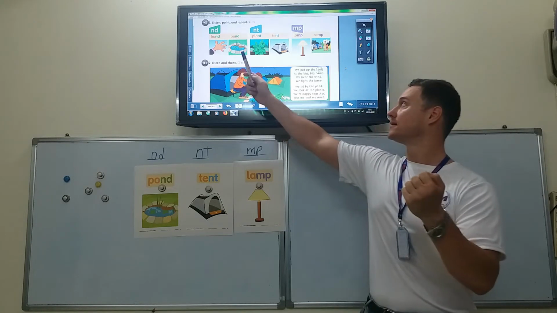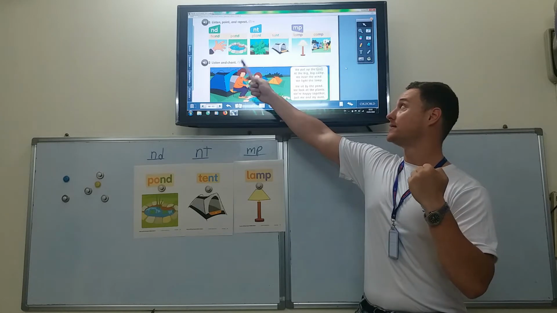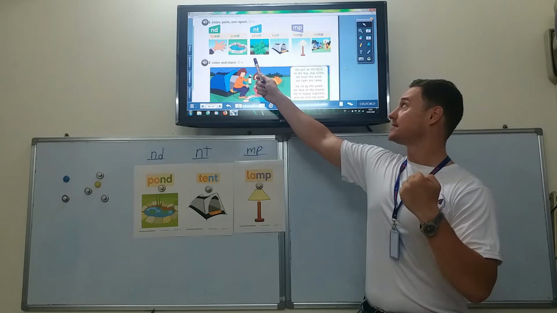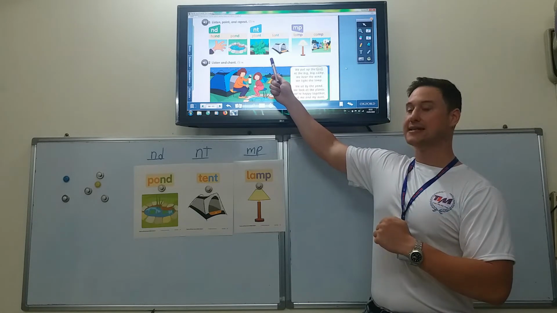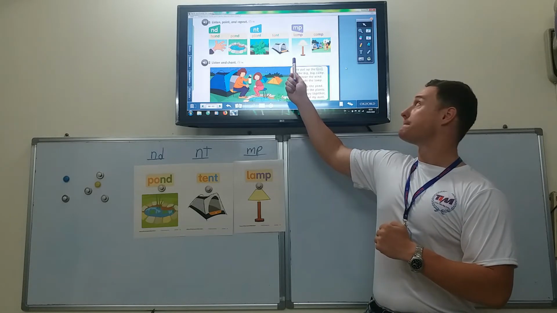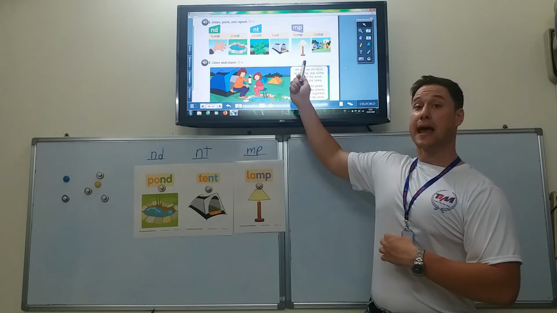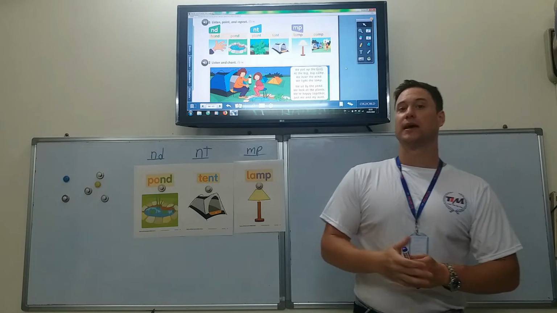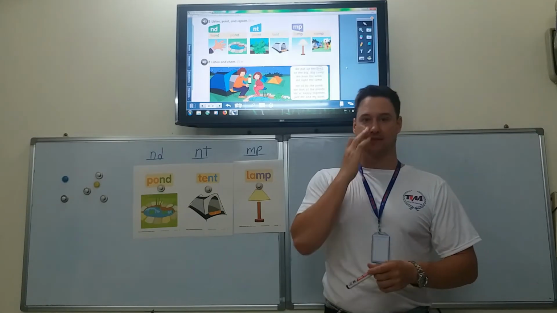Hand. Pond. Plant. Tent. Lamp. Camp. Okay, and just like we do in the classroom, now let's try to put some of these words and make sentences. Okay?